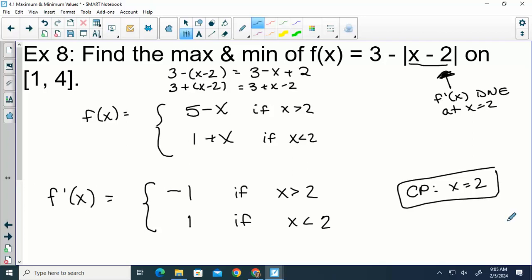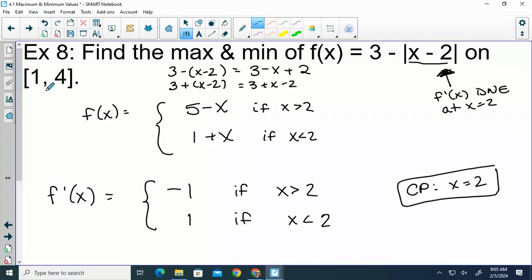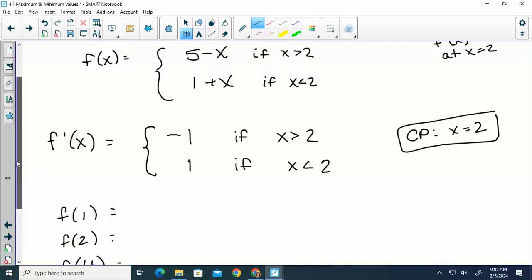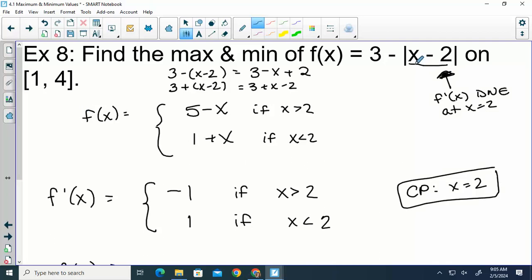All right, so the max and min. Remember from Friday we have to test the endpoints and any critical points that fall in the interval. So we need to look at 1, 2, and 4. And we are putting these back into the original equation. So if you put in a 1, 3 minus the absolute value of 1 minus 2. So the absolute value of 1 minus 2 will be 1. 3 minus 1 is 2.